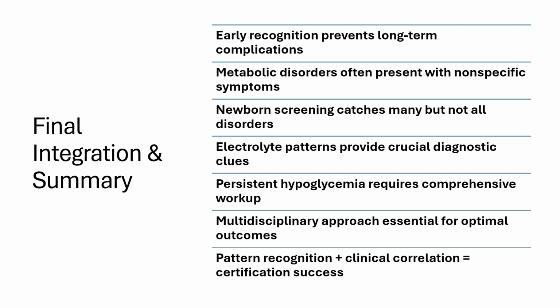Success requires integrating laboratory values with clinical patterns. The infant with ambiguous genitalia needs immediate electrolyte assessment. The hypoglycemic baby needs a critical sample. The jaundiced infant needs thyroid evaluation. Master these associations for both clinical practice and certification success.